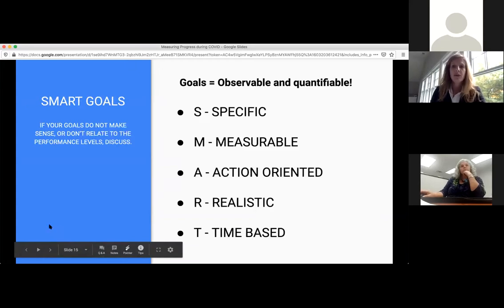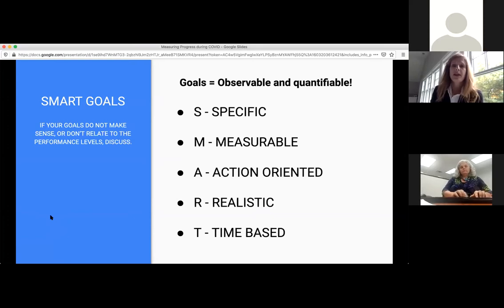It's hard to move on without putting a little blurb in here about goals. Your goals in your IEP have to be observable and quantifiable. If you were to Google SMART goals, you would come up with a plethora of hits. So SMART goals have to be specific, they have to be measurable, action-oriented or attainable. I like action-oriented. They have to be realistic, and they have to be time-based, constrained in time.